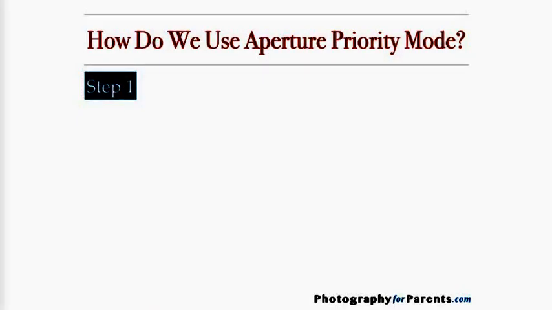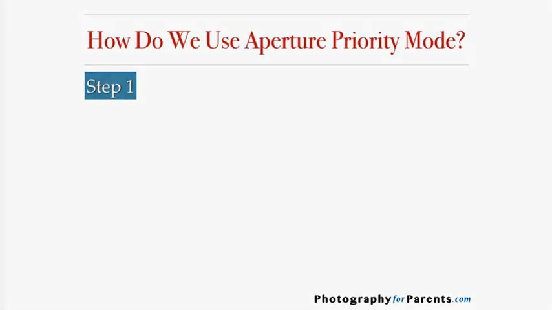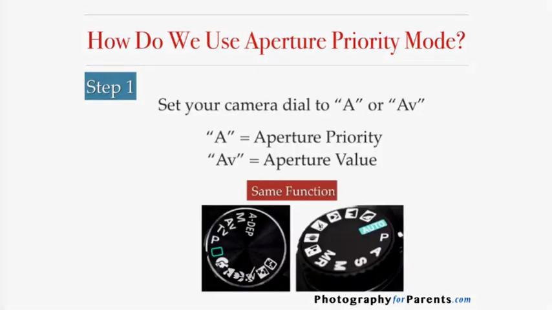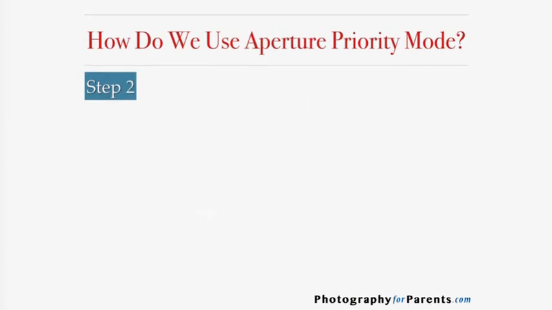So here are some steps on how to use aperture priority mode. First step, you want to set your camera to the A or the AV. Canon, I think, is AV. It just stands for aperture value, but it means the same thing. There are some examples here of each dial, how it looks. And that's the mode you want to set it to.